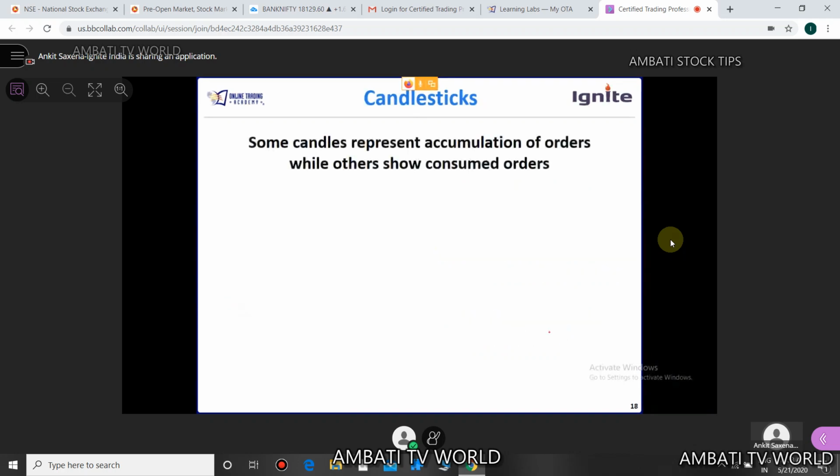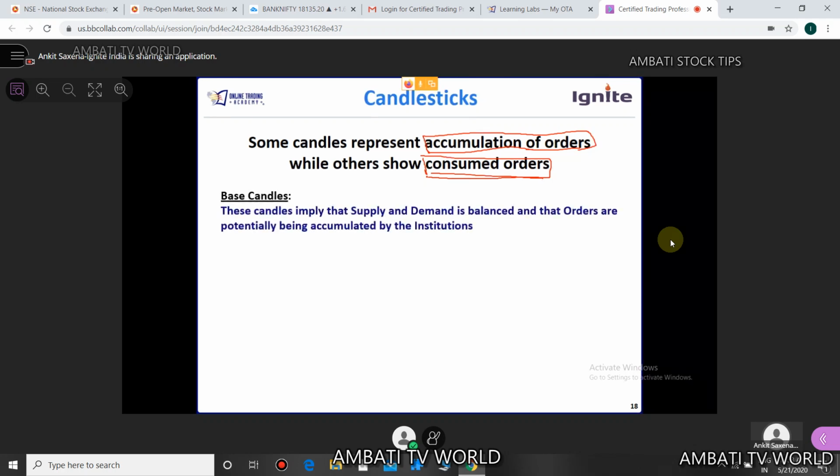Now, some candles represent accumulation of orders, while others show consumed orders. So there are two types of candles. Candle number one will show you the accumulation of orders, that the orders are potentially being accumulated. And the other type of candles will show you the consumed orders. The first type of candle that we see here on the chart is the base candle. Now what are base candles?